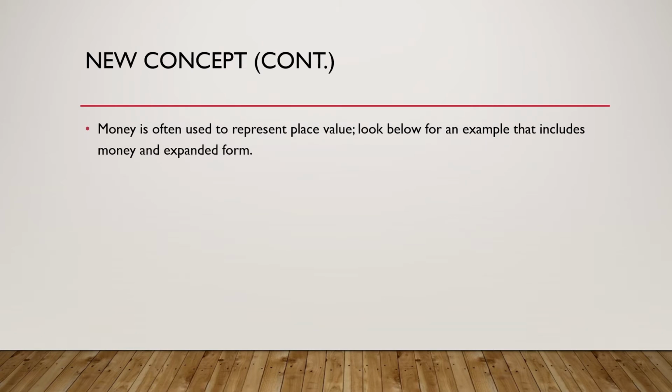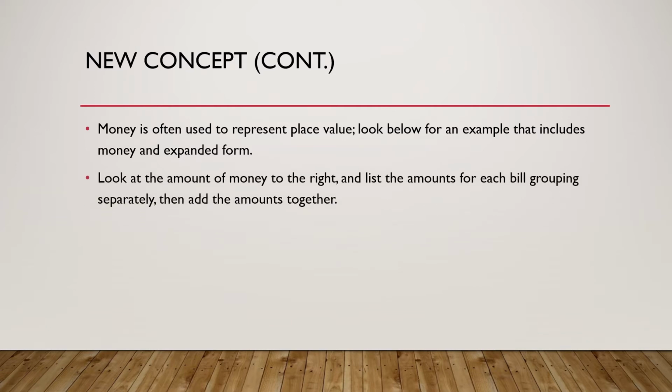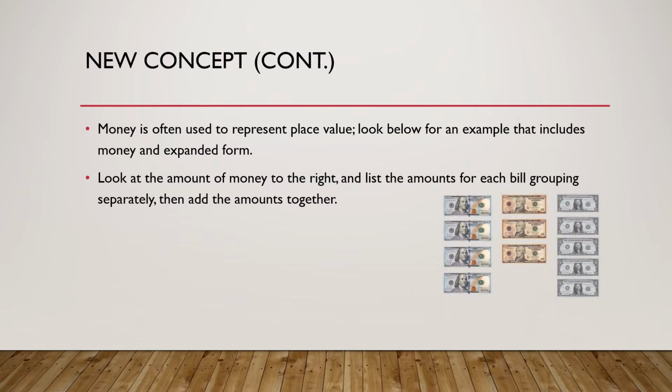A lot of times we use money to represent place value. So here's an example that includes money and expanded form. There's going to be some money to the right here in just a second, and then you'll list the amounts for each bill grouping separately and then add the amounts together, and I'll show you what that means. So here's our amount of money. We've got $100 bills right here, $10 bills right here, and $1 bills right here.